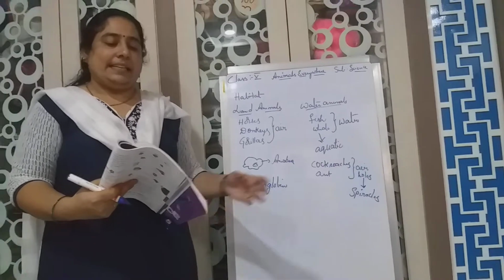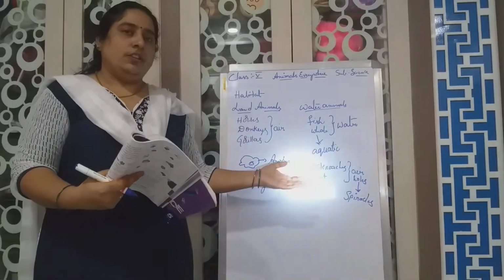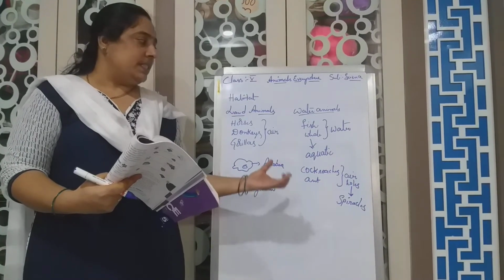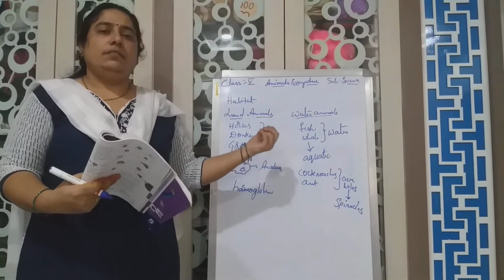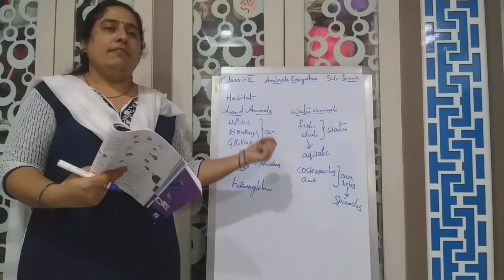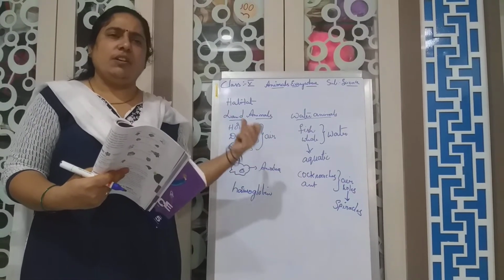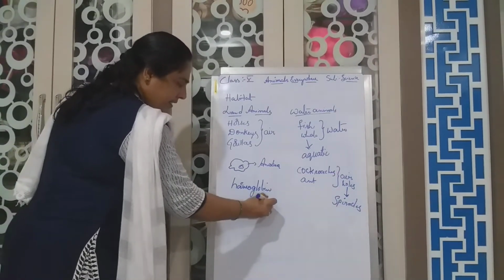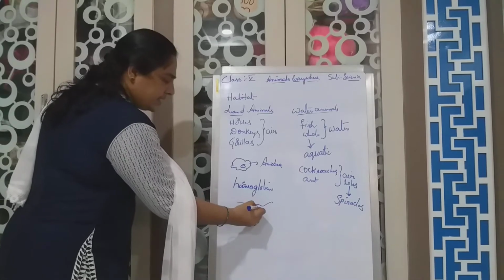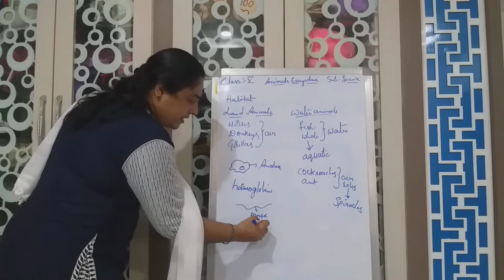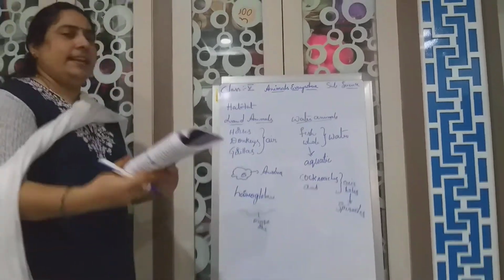Some animals like earthworms take in oxygen through their thin, moist skin. So earthworms breathe through their skin. I think all of you know what an earthworm is like. It has a very moist skin, and it breathes through this moist skin.